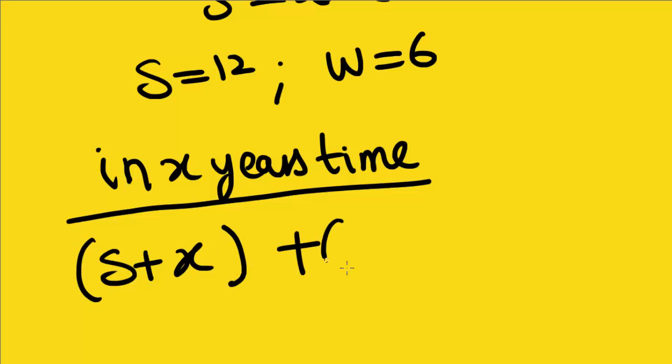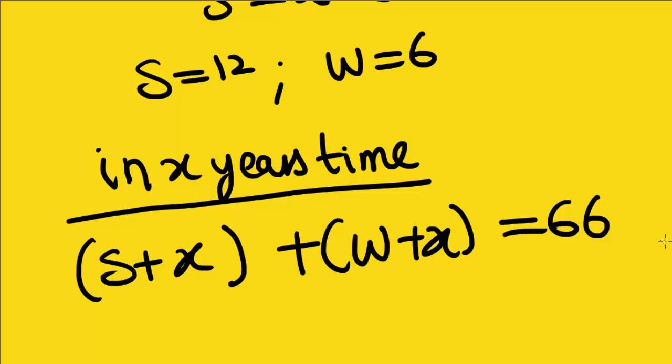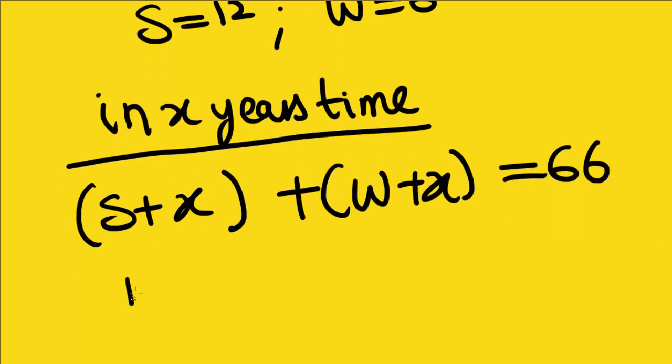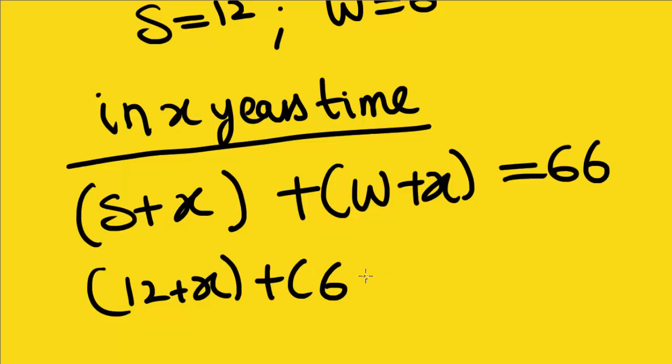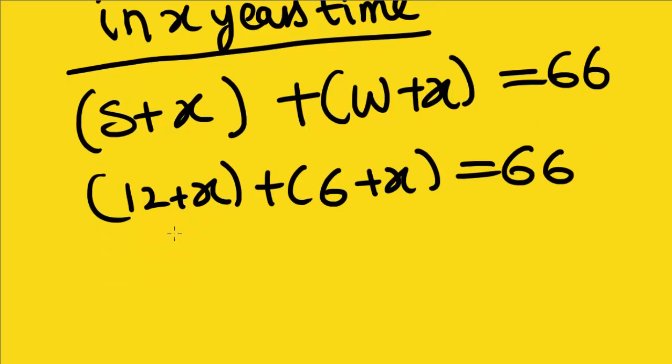And Wale's age as well will be W plus X. And we're saying that in X years time, the ages will add up to 66. But we know that S is 12, so we replace S with 12. And we know that W is 6, so replace W with 6. So all we need to do is find X. Now, as you can see, we have one equation and one variable, and that means you can find the variable.